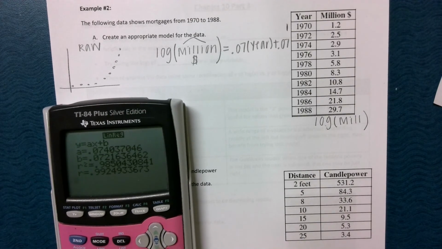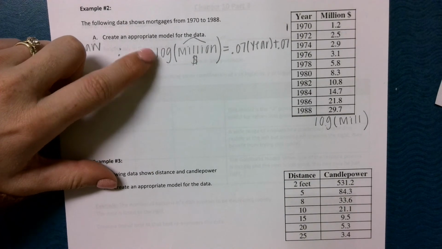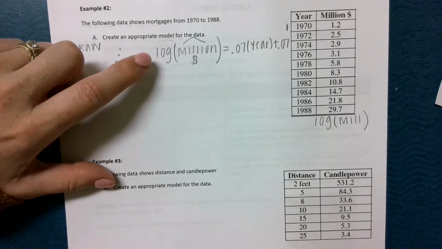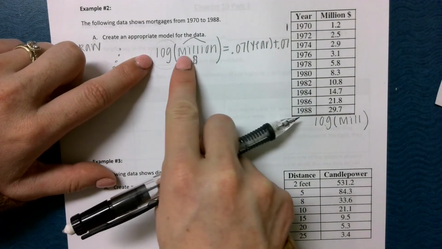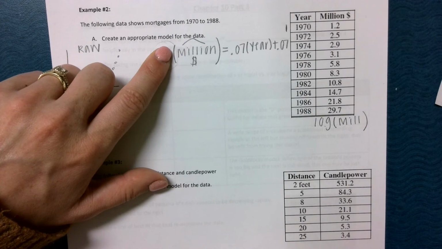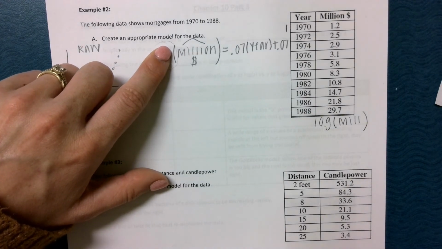Common mistakes on these problems: you forget to include your transformation. Make sure you are indicating what you used by telling that in your model. If you don't have this log right here, I have no idea what re-expression you used.